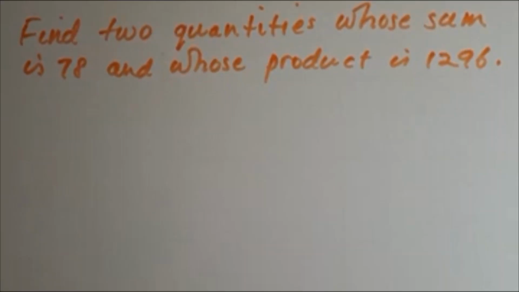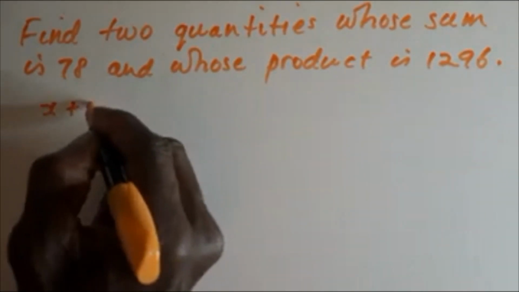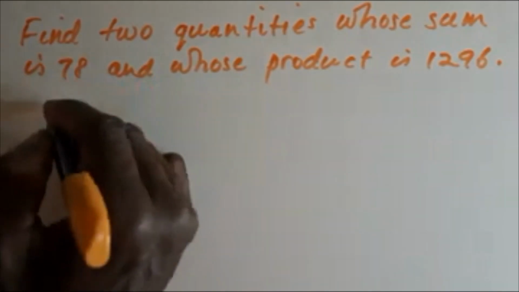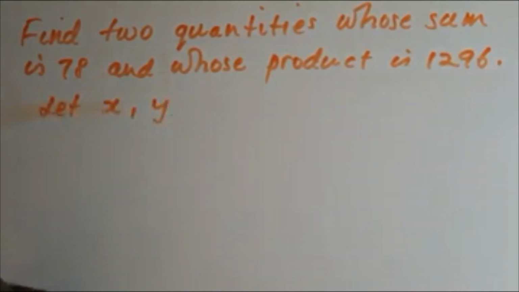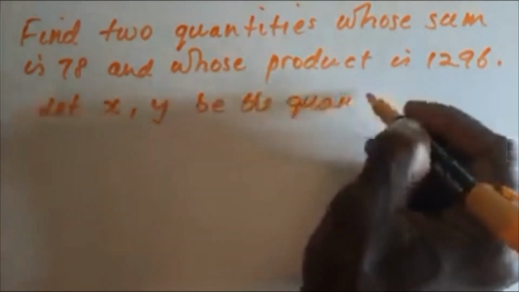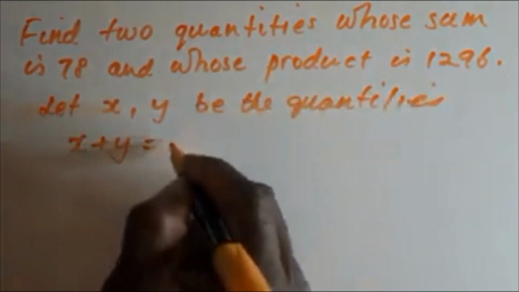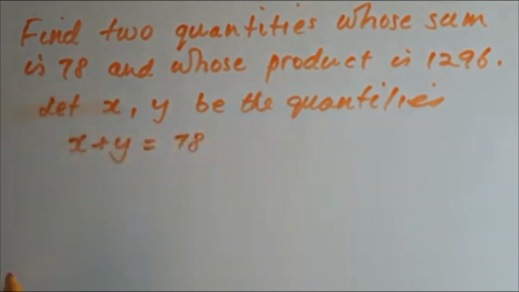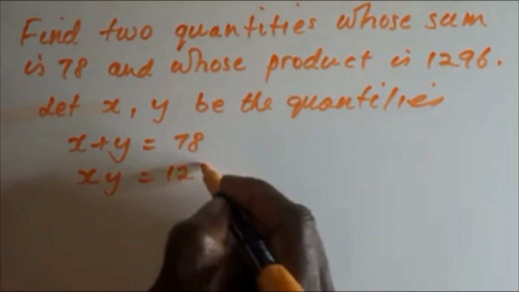Find two quantities whose sum is 78 and whose product is 1296. Let's write that in terms of algebra. Let these two quantities be x and y. So we have the sum being equal to 78 and the product 1296.